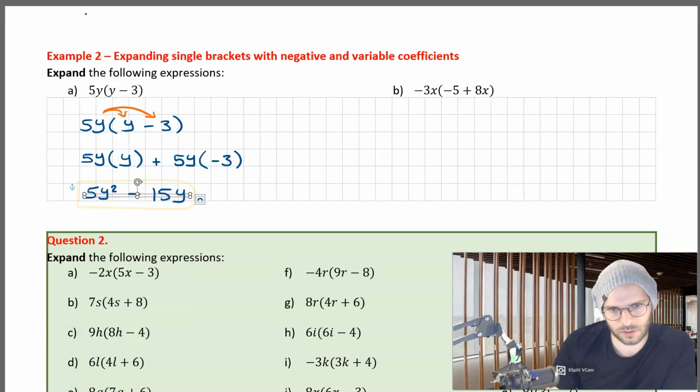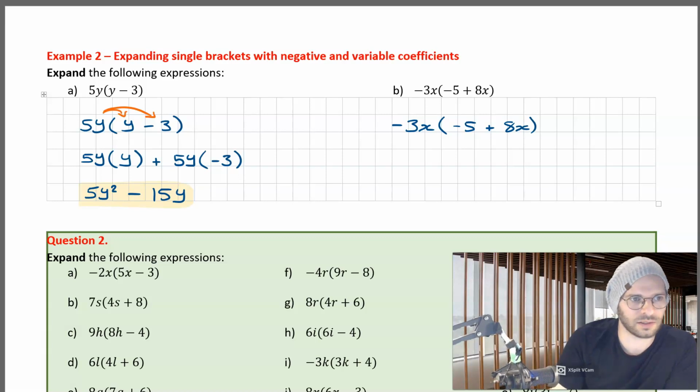Next example, we have minus 3x multiplied by the expression minus 5 plus 8x. Now again, this one looks a little bit tricky, but we can do it using the exact same process we've done in the earlier three. The outer coefficient is minus 3x, and we take it to the minus 5, and then we take it to the 8x.